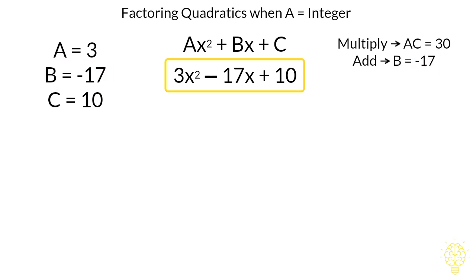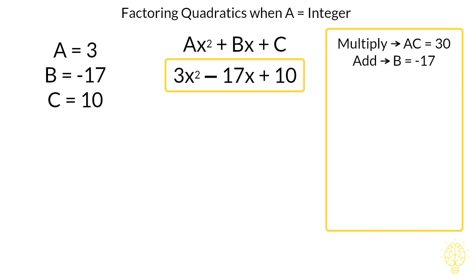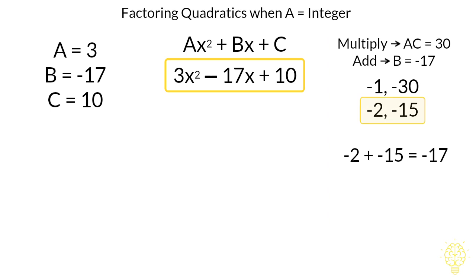Let's start by making a list of numbers that multiply to equal 30, and then from that list, we'll find out which pair of numbers can also add to give us negative 17. Let's see. Negative 1 times negative 30 is positive 30. Negative 2 times negative 15 is positive 30. Oh hey, we can stop there because negative 2 plus negative 15 is negative 17. So we found our numbers. The numbers are negative 2 and negative 15.